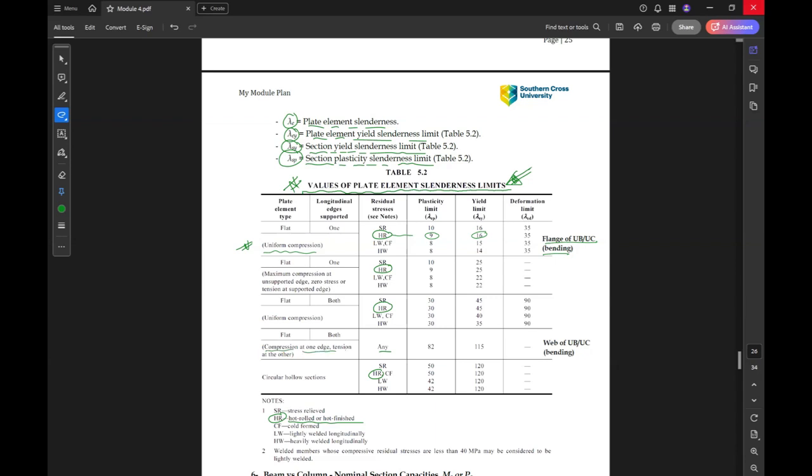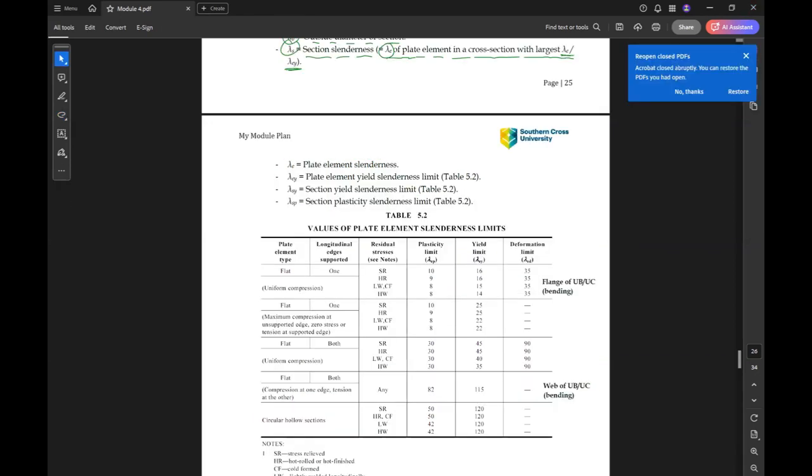Compression at one edge, tension at the other. Because the web has compression at one side and tension on the other side, lambda EP is 82 and lambda EY is 115. So this is for the web and the other is for the flange. Okay, so these are the values we need from here.